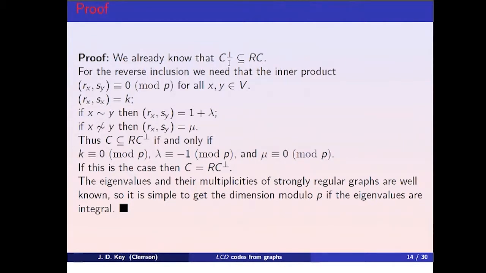So C is already in RC, so for the reverse inclusion we need that the inner product of Rx and Sy is congruent to 0 mod P for all x and y in V. So first of all you check Rx and Sx, that's okay, so that should be congruent to 0 mod P. If they're adjacent, then the inner product of Rx and Sy is 1 plus lambda, and if they're not adjacent, it's mu. So either way, those conditions come in, and since we got the first bit, you get C as RC perp. So that was a particularly simple thing to work out.